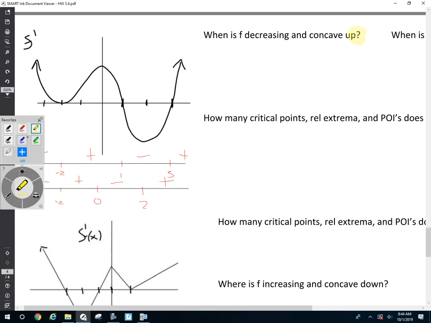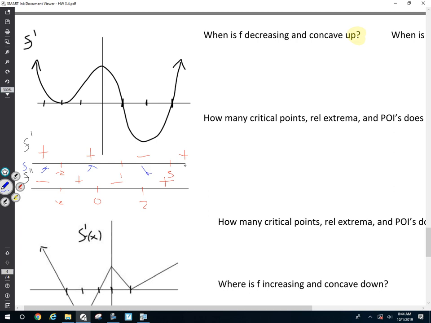I might as well just write it down. F is going up, going up, going down, going up. F is concave down, concave up. Concave down, concave up. F is decreasing and concave up here. So that's from 2 to 3.